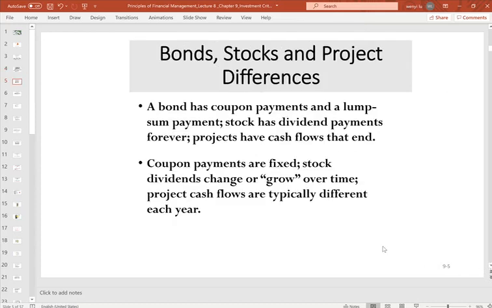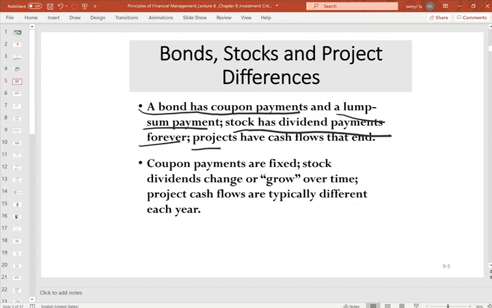What's the difference? The difference is also very clear if you refer to the previous chart we showed. The bond pays the fixed coupon payments and the lump sum face value on maturity. Stock pays dividend payments forever, and these dividends can be in different amounts.